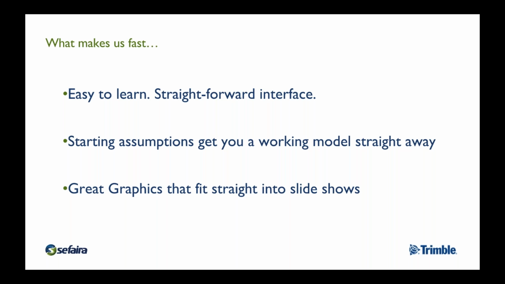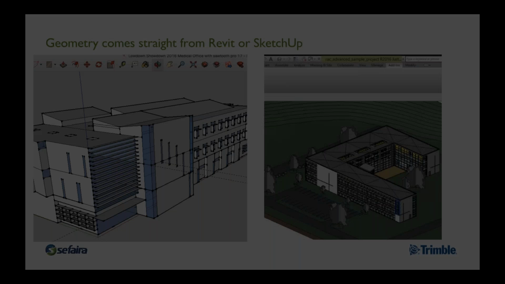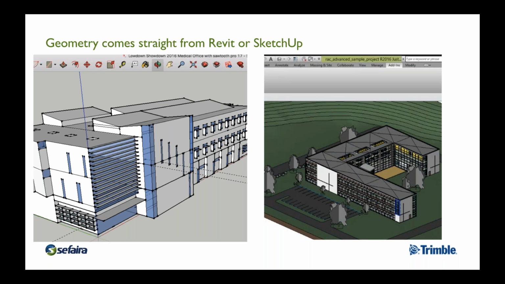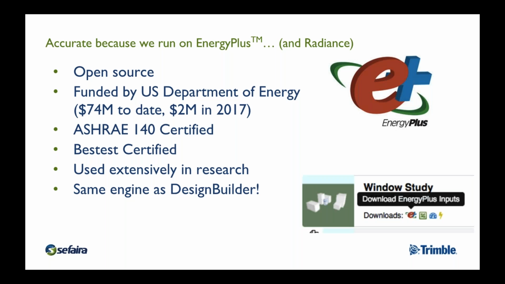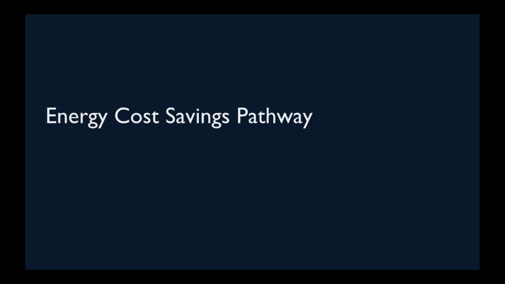The reason why we are fast is because we work very hard on an interface and a workflow. The geometry comes from SketchUp, you'll see that. And the reason why we believe we're accurate is because we use open source tools such as EnergyPlus and Radiance as our engines. So that's enough about Sefaira. Let's dive now into some of these use cases, and we'll talk first about the energy cost savings pathway or strategy exercise that we're going to look at.